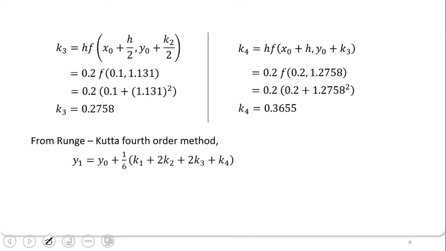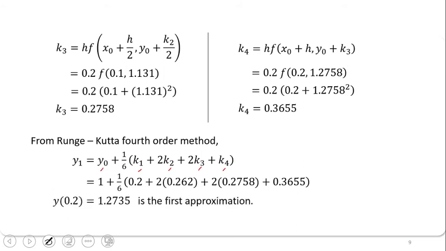Now write down the formula for y1 by using Runge-Kutta method of fourth order. Then y1 is given by y0 plus 1 by 6 times k1 plus 2k2 plus 2k3 plus k4. Now substitute the values of y0, k1, k2, k3 and k4 here. If we simplify this, we will get 1.2735 corrected to 4 decimal places. Here we know that y1 is nothing but y at 0.2. So y at 0.2 is 1.2735.